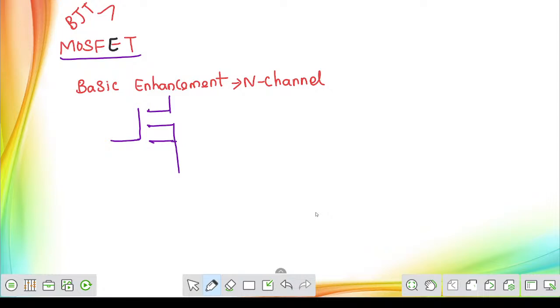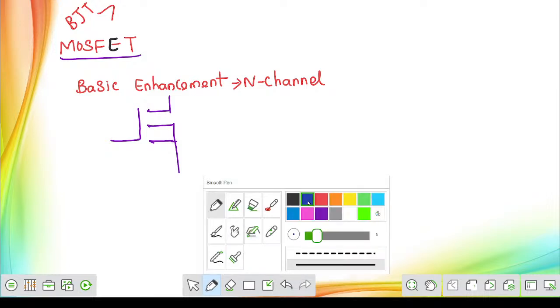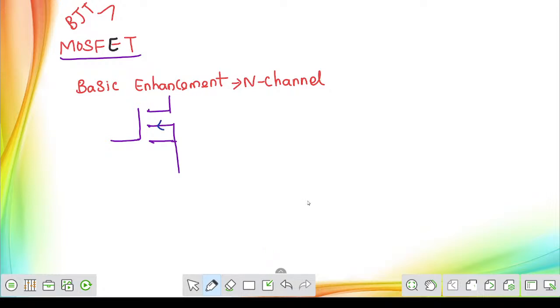So this is one type of representation. Here the most important thing is the direction of the current. That is very important. When we observe the basic N-channel MOSFET, this is the gate, and the top-down current direction goes towards the drain terminal, and this is going to be your source terminal. So current is going from source to drain here in the case of the basic enhancement N-channel MOSFET.